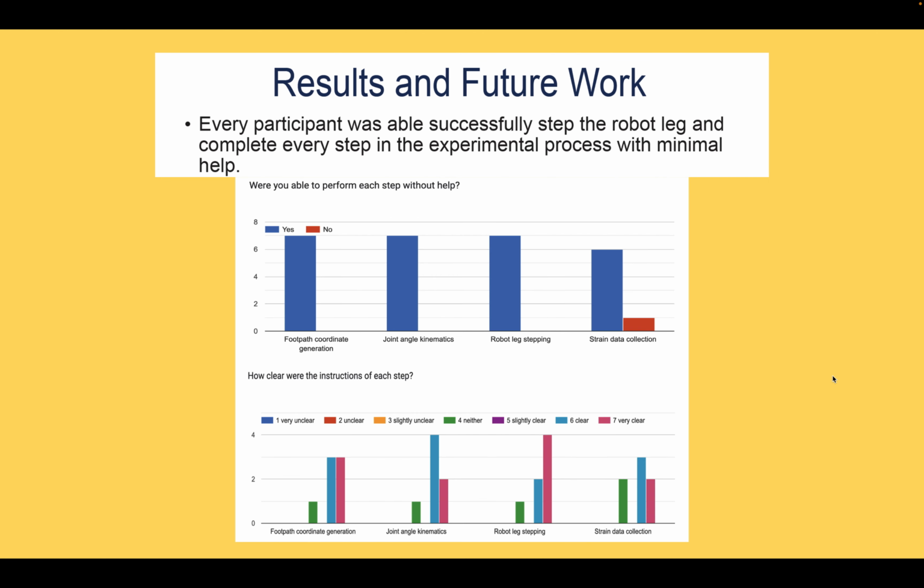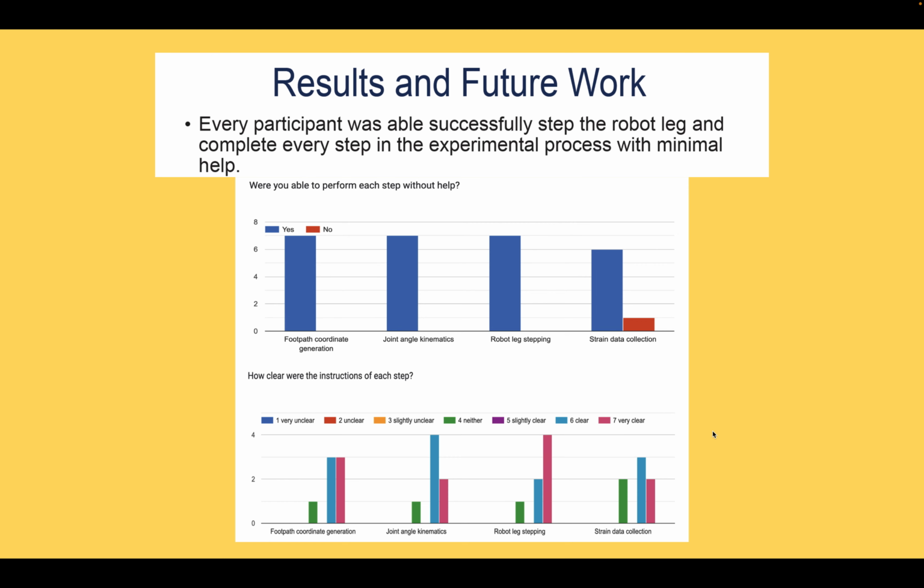So the results and future work. For the robot leg stepping scenario, every participant was able to successfully create coordinates, calculate kinematics, step the robot leg, and collect the strain for it. They were able to perform all these steps with minimal help. You can see at the very end, maybe someone needed a little bit of help. And asking about the instructions, how clear were they? They were very clear to slightly clear.